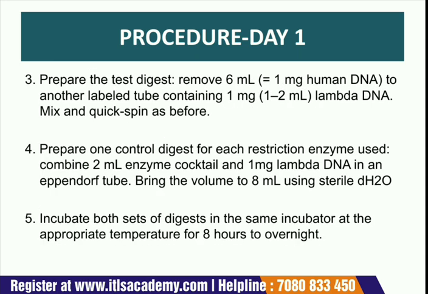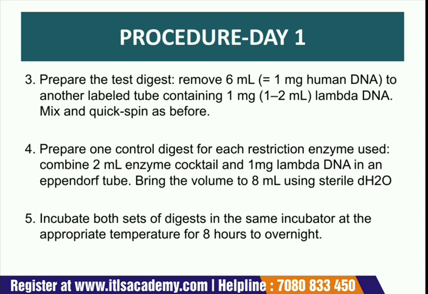Our third point in the procedure: prepare the test digest. Remove 6 ml, equal to 1 mg of human DNA, to another labeled tube containing 1 mg, that is 1 to 2 ml, lambda DNA. Mix and quick spin as before.